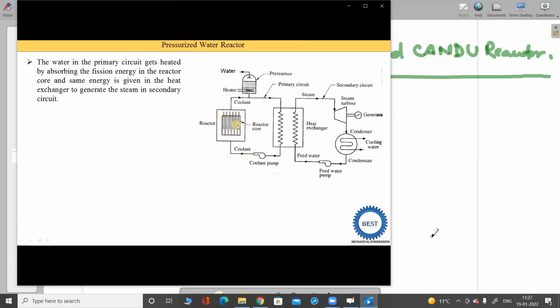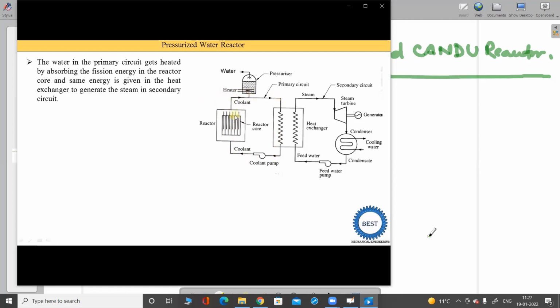Okay, this water absorbs the heat energy, and this water is coming out. Why is water coming out here? We do not mention that steam is out. We just mention that this coolant is out because the pressure here is too high, 130 bar to 150 bar. So only in the primary circuit this water circulates, and no steam is there.